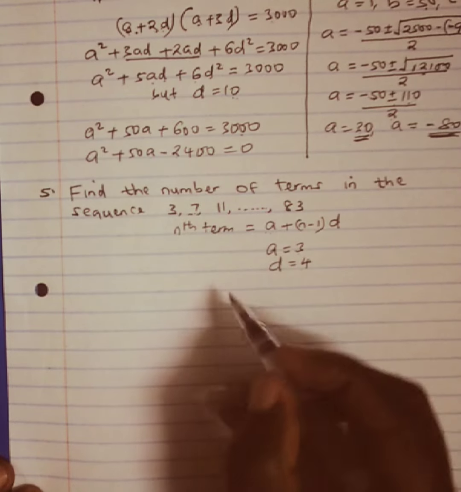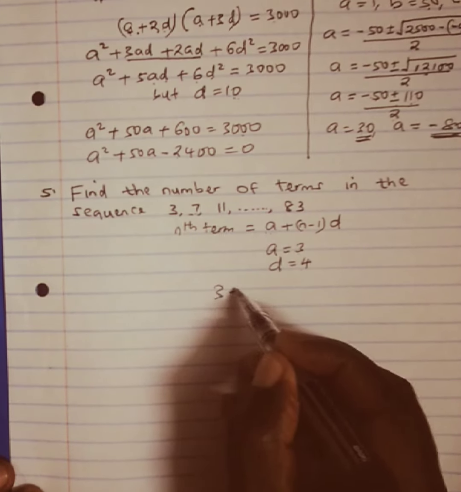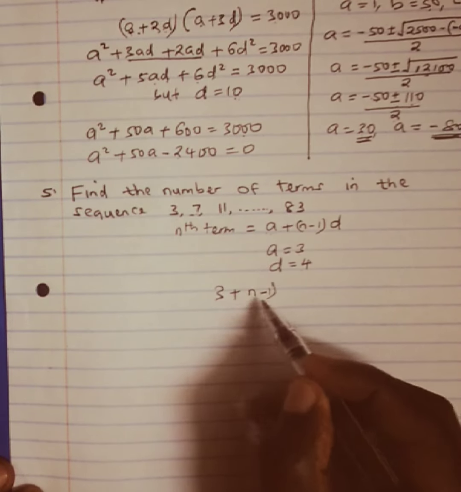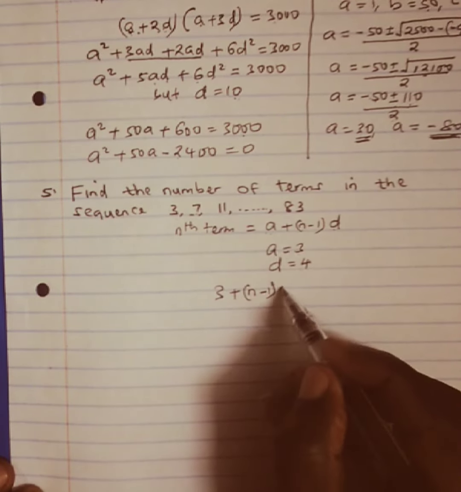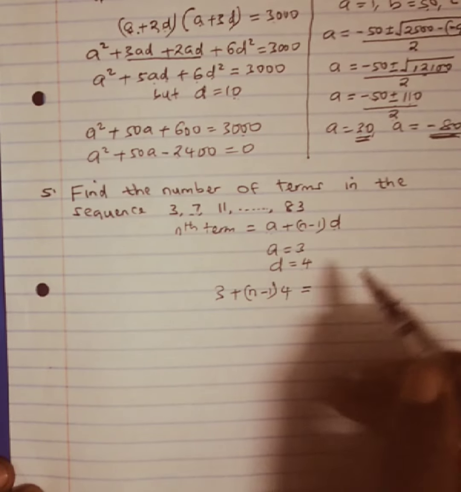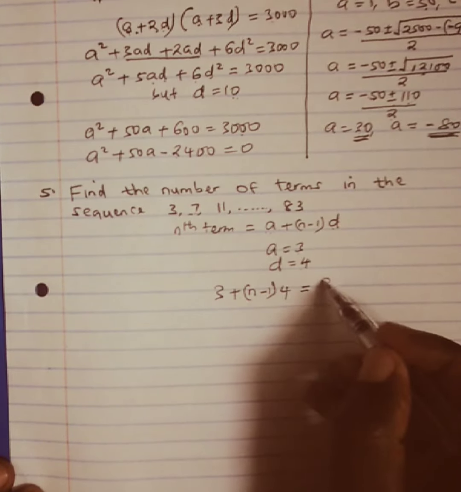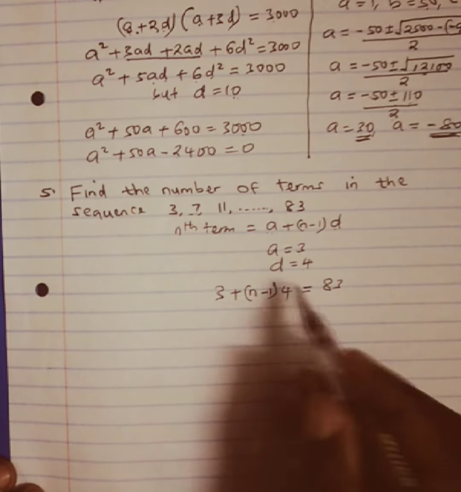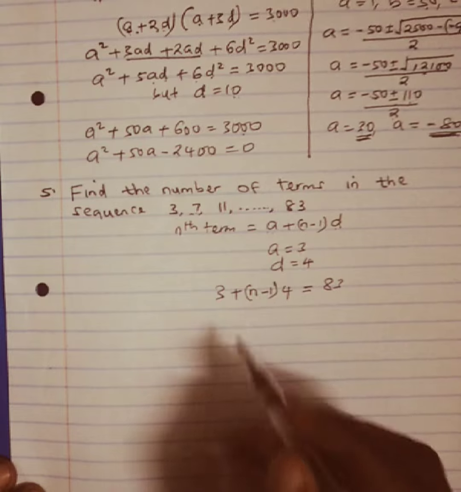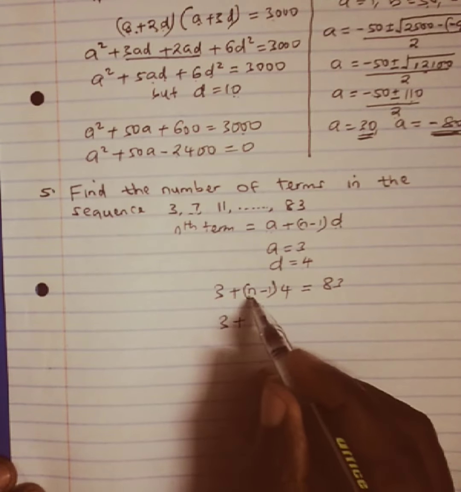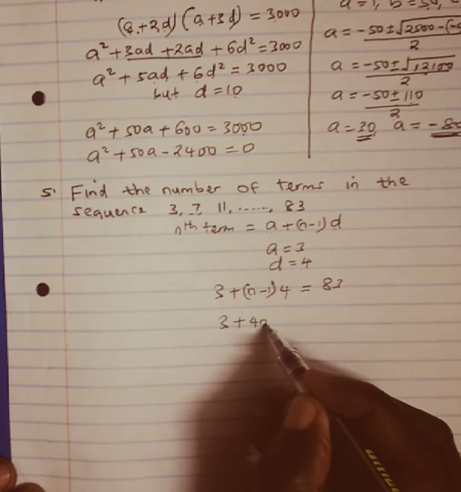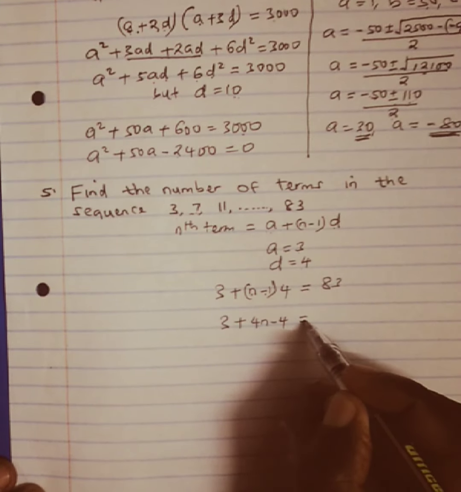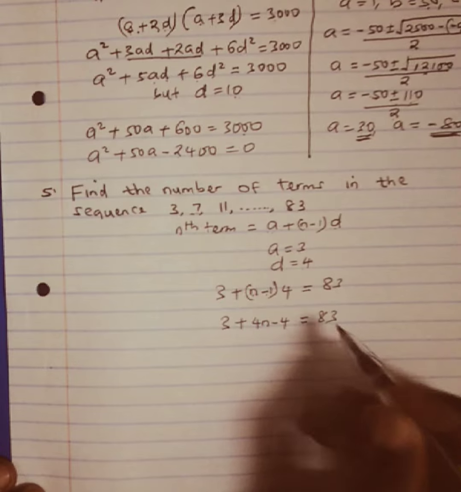a is 3 plus n, we don't have n, minus 1. We multiply by d, which is 4. This one will be able to give us the nth term, which is 83. From there now, we can work out the brackets. We are going to have 3 plus n times 4, you get 4n. Then negative 1 times 4, you get negative 4. And this one is going to be equal to 83.